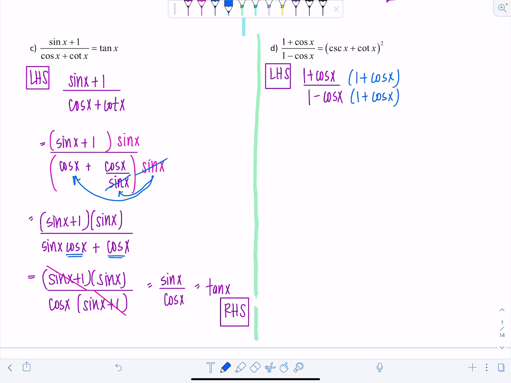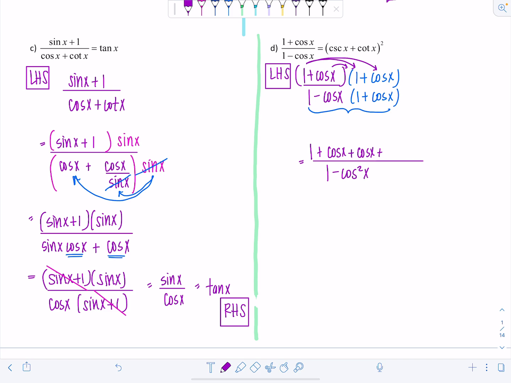Why am I doing that? Well, I know 1 minus cosine x times 1 plus cosine x is going to give me 1 minus cosine squared x. And that's exciting because I can use a Pythagorean identity in just a second. And then here in the numerator, since both factors have addition in them, I'm going to have to FOIL. So we're going to have 1 plus, this is cosine x, plus, here's another cosine x, plus cosine squared x. Okay.